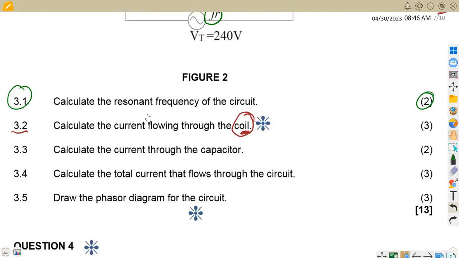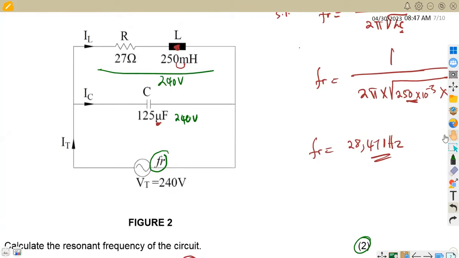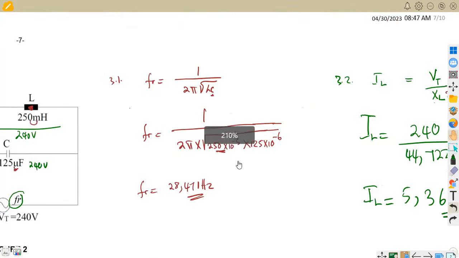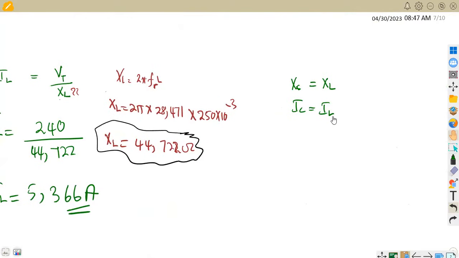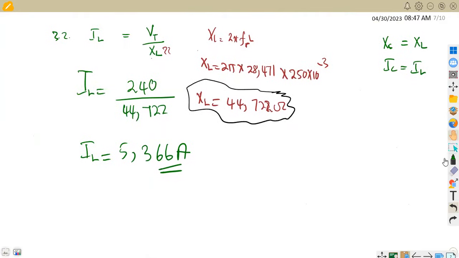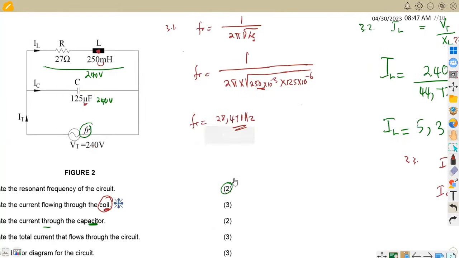All right, so we are given 3.3 now, to calculate the current through the capacitor. If we take advantage of resonance in a parallel resonance, we are going to have these two being equal: the current of the capacitor and the one for the inductor. Since current IL is equal to current IC, that means IC is equal to IL, which is 5.366 amps. All right, so that is what we have.